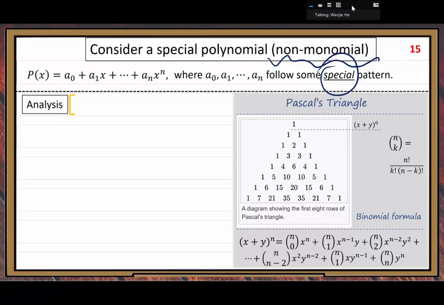N equals 0, you only have 1 there. But n equals 1, you have coefficients 1, 1: 1 for x, 1 for y. When n equals 2, you have 1, 2, 1. If you write the expansion of this binomial, you get 1, 2, 1, and so on. Cube: 1, 3, 3, 1. Fourth, this row of coefficients, and so on, to the bottom.